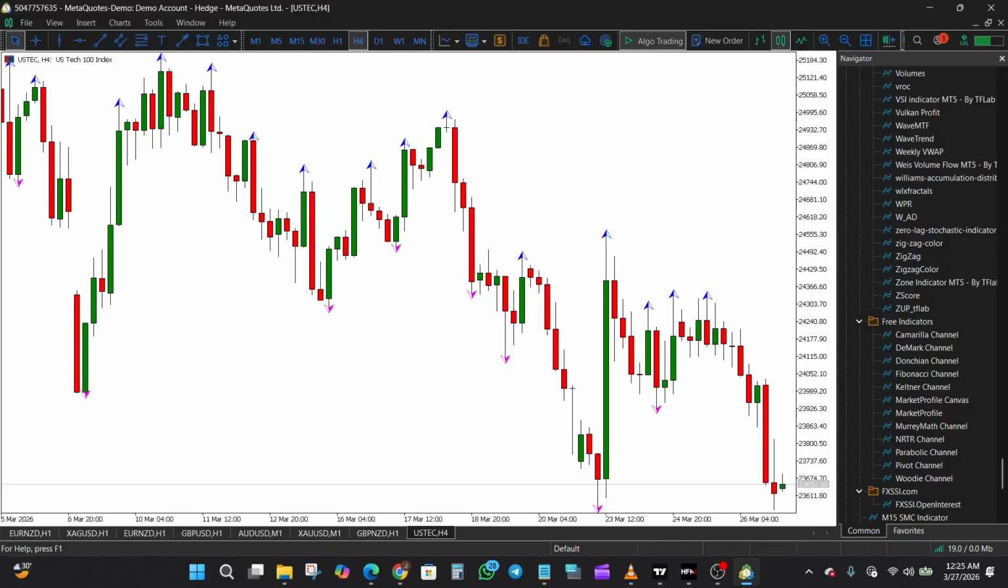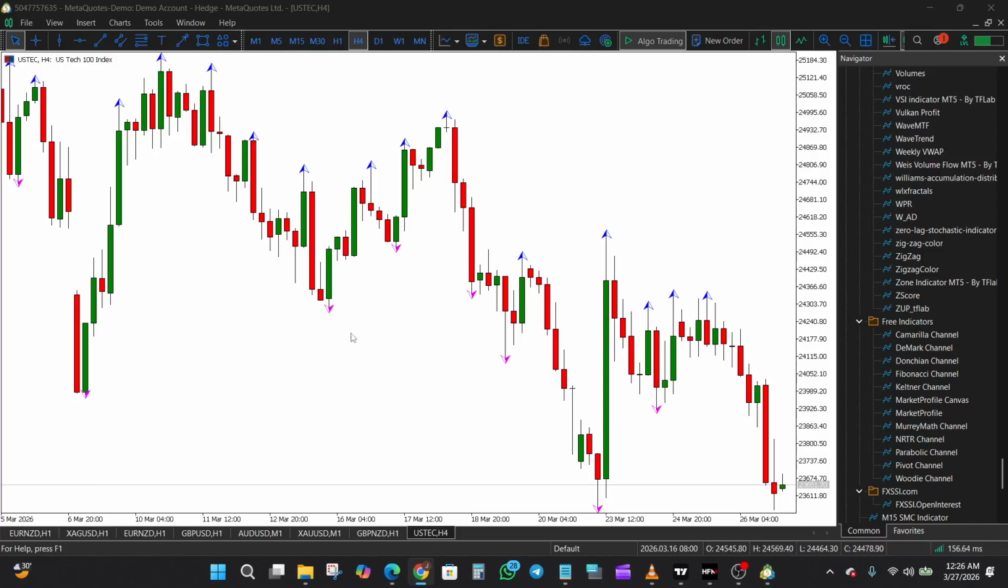Okay, but make sure that you always get your confirmations, right? Do not just blindly enter a trade because you found a blue signal or a pink signal, right? Make sure that you always get your confirmations.